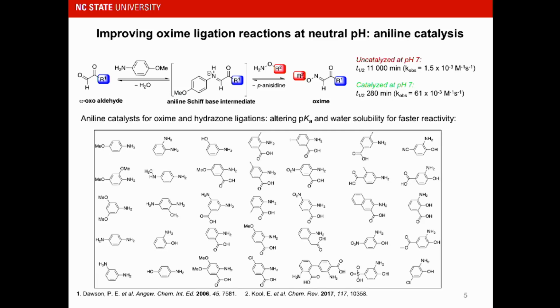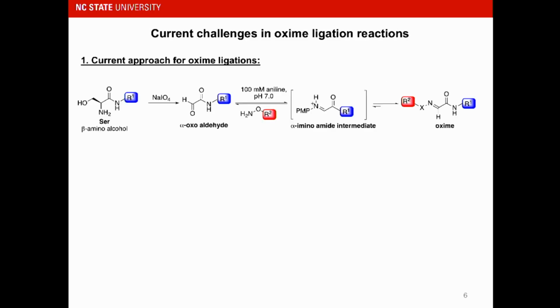Okay, so since the publication by the Dawson Lab in 2006, there's been a lot of new catalyst development, all based on this aniline or slightly varied scaffolds, but with a similar purpose to get these readily protonatable Schiff base intermediates at neutral pH. So you're looking at a few examples here, just varying the electronics, the substituents around the ring, including proton donors, and so on and so forth. And there's a really nice review that was published in Chem Rev in 2007 by Eric Kool that addresses this type of chemistry, if you're interested.